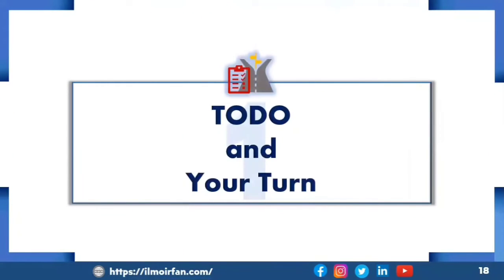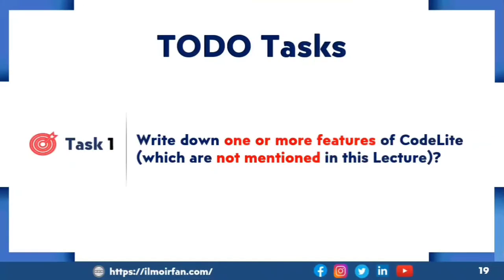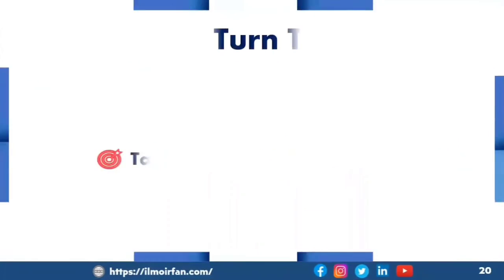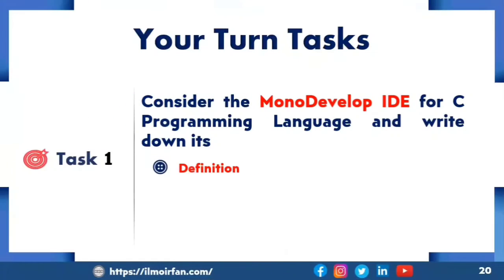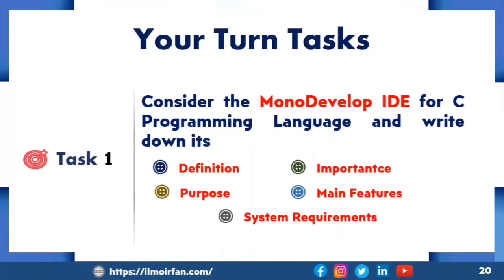To do and your turn task. The to-do task for this part of the lecture is to write down one or more features of CodeLite which are not mentioned in this lecture. Your turn task is to consider a Mono-developed IDE for C programming language and write down its definition, importance, purpose, main features, and system requirements.